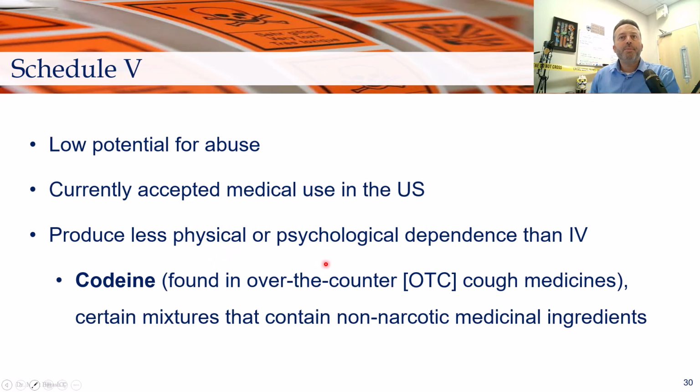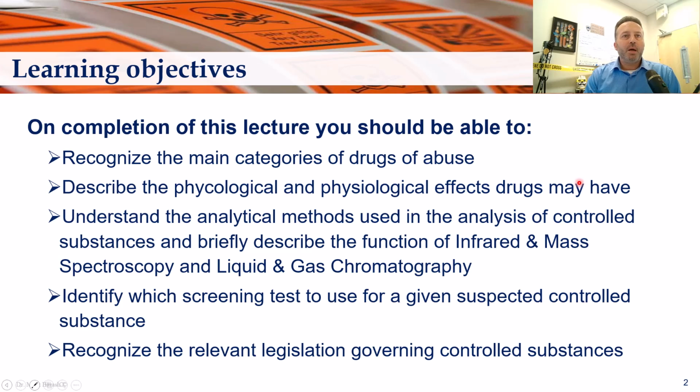Okay, so that was the information about the main categories of illicit drugs, their potential psychological and physiological effects, and also relevant legislation governing these controlled substances. And in the second part of this lecture, we'll learn more about the different analytical methods that are used in crime labs by forensic chemists to analyze these illicit drugs.